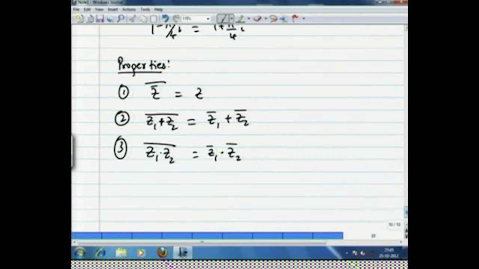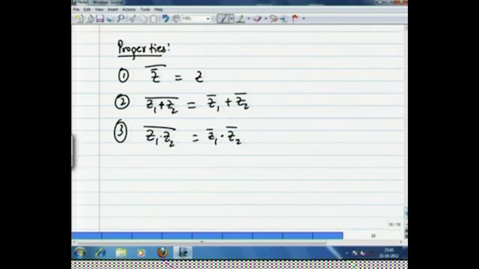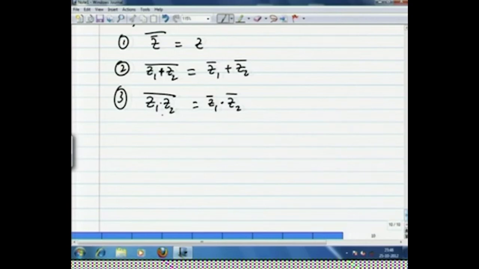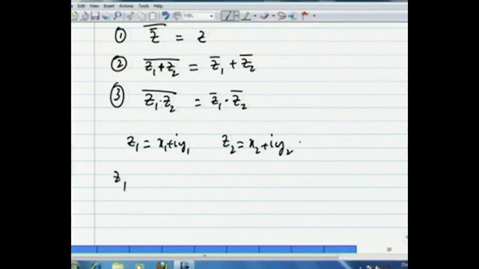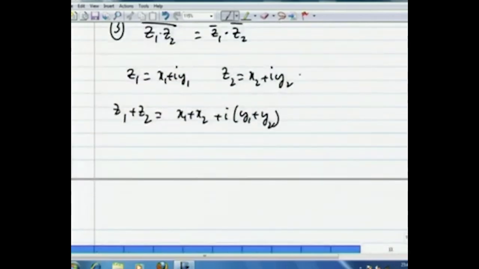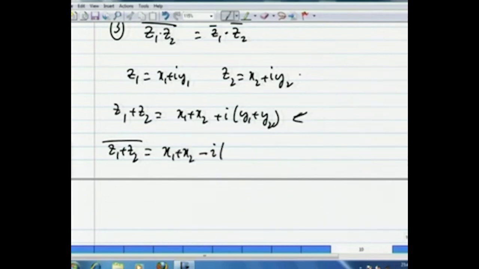So, the viewer is encouraged to verify these properties by computing the left hand side and right hand side in terms of x 1 y 1 and x 2 y 2. So, let me take z 1 is x 1 plus i y 1, and z 2 equals x 2 plus i y 2. So, z 1 plus z 2 is x 1 plus x 2, plus i times y 1 plus y 2. So, that is the complex number addition rule. So, z 1 plus z 2 bar is going to be the conjugate of this complex number, which is x 1 plus x 2 minus i times y 1 plus y 2.